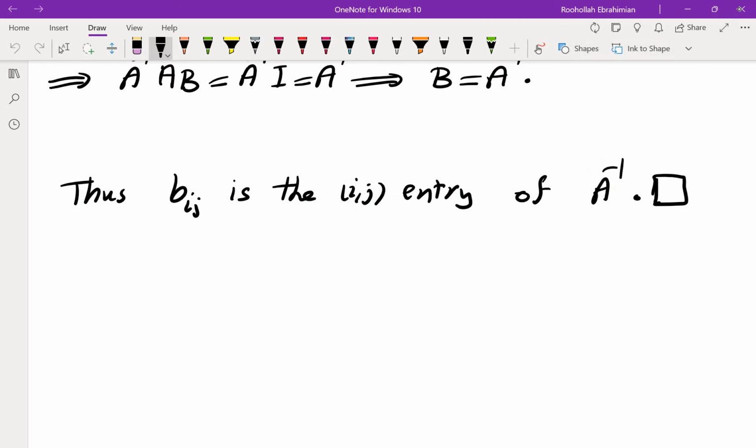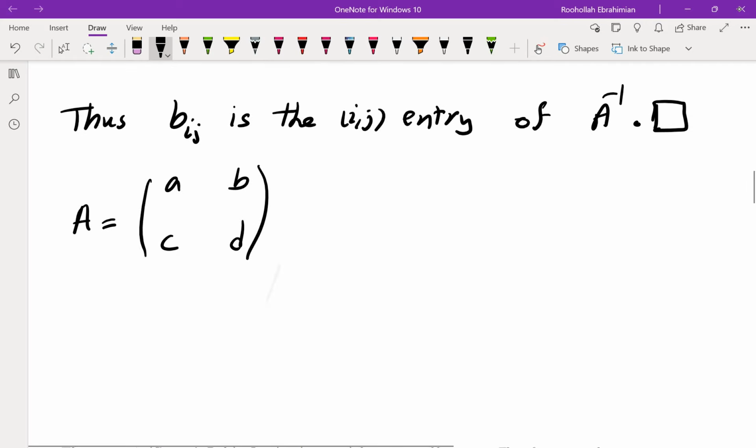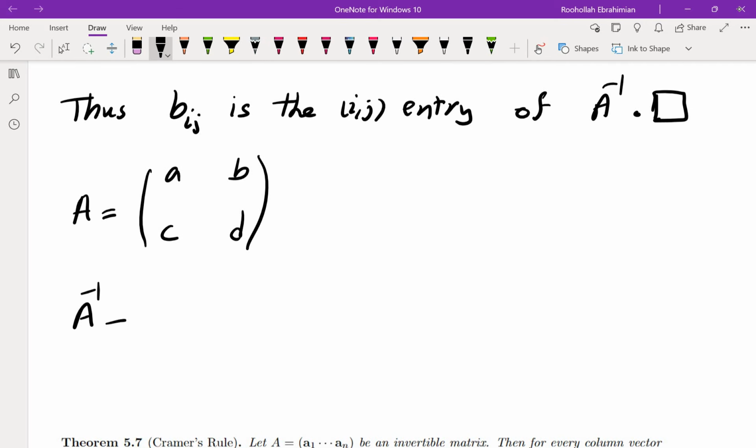Okay, so let's do an example on this one. Let's say you have a 2 by 2 matrix A, with entries a, b, c, d, and we want to find the inverse of this one. So the inverse is going to be 1 over the determinant, which is ad minus bc.